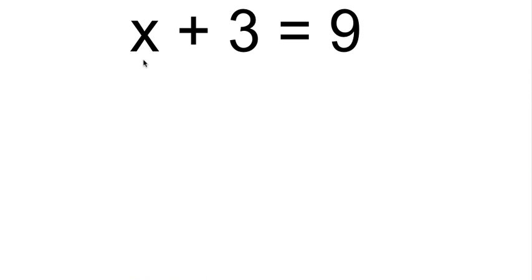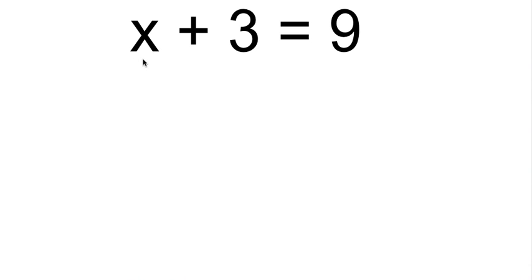Okay, next we have an example. X plus 3 equals 9. Before we begin this, I want to talk about something. Okay, so X is by itself, right? But there actually is a coefficient. There's a coefficient in front of X, and that coefficient is 1. It's a phantom. You can't see it, but it's there.